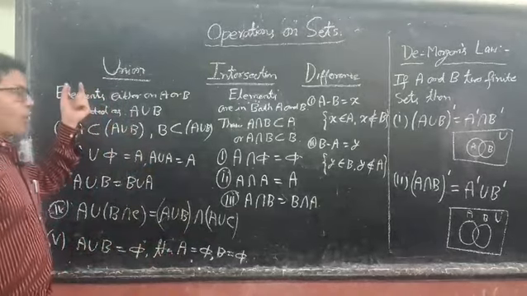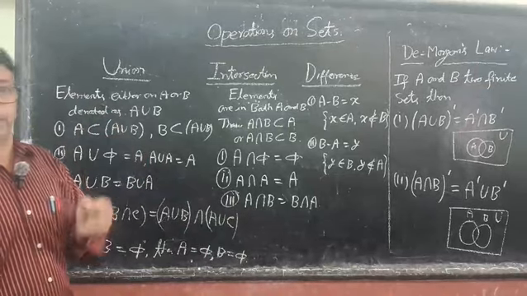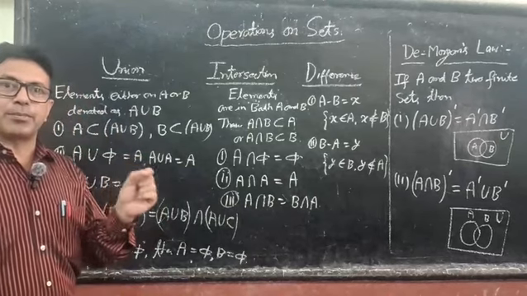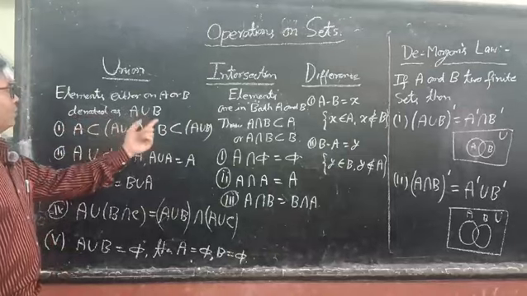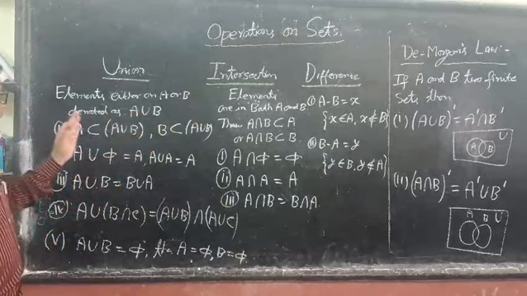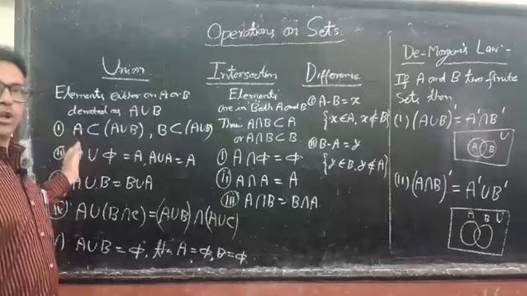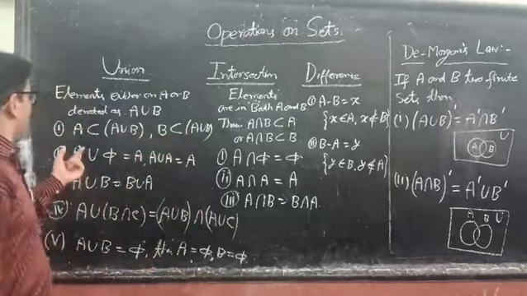Union. The elements of A union B are either the elements of set A or set B, because A union B represents all elements of sets A and B together. So it is denoted as A union B. There are some conditions given here. If I consider A union B as a set, then A is a subset of A union B, and similarly B is also a subset of A union B.